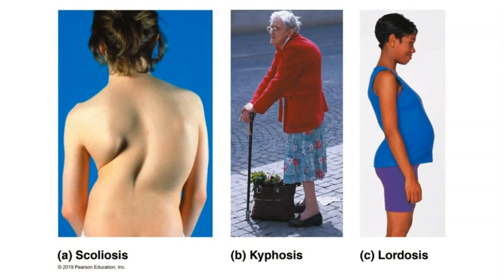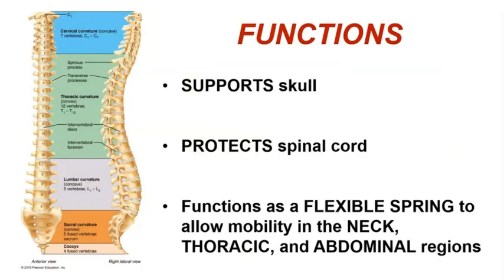So we've seen normal and abnormal curvatures of the vertebral column. Let's generally talk functions for a second here. The functions of the vertebral column are to support the skull. Within the middle of the vertebral column is the spinal cord, and so the vertebral column forms essentially the bony rings that surround the spinal cord and protect it. The very top of it, of course, is supporting the skull and the brain as well.